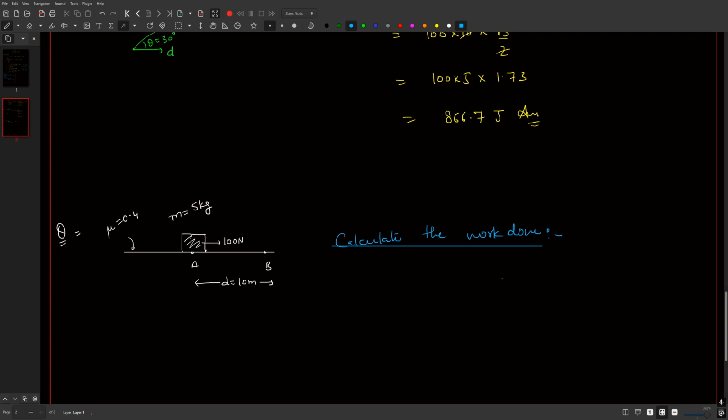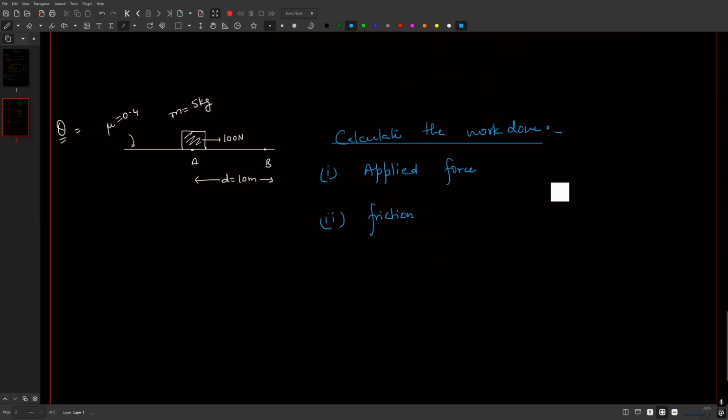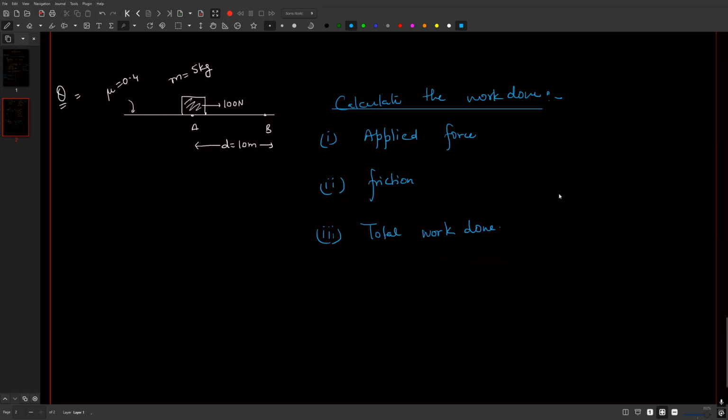Calculate the work done first by the applied force, the 100 newton force you have applied. Second, by the frictional force, or we can just say friction. Then calculate the total work done. Okay, give this a try and then we can continue with the solution.